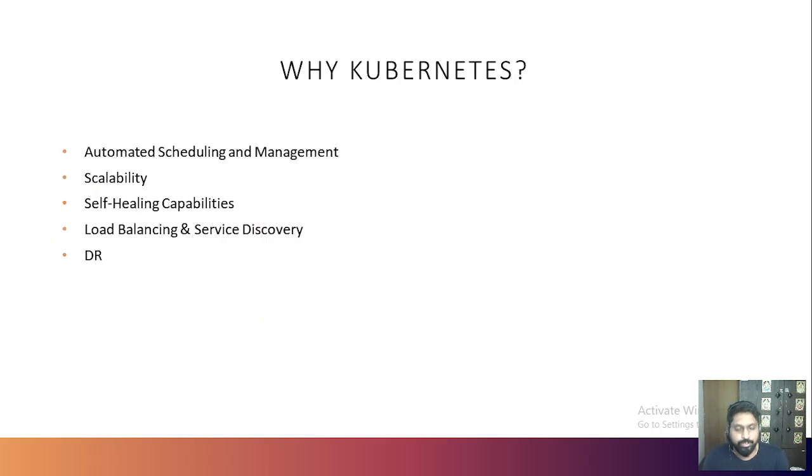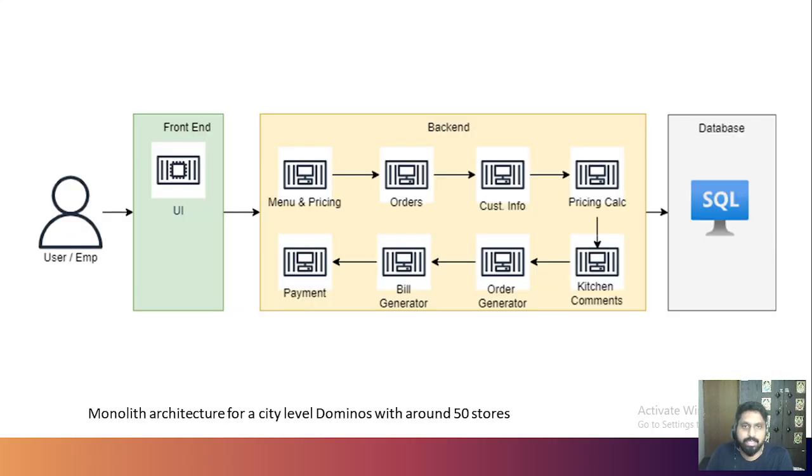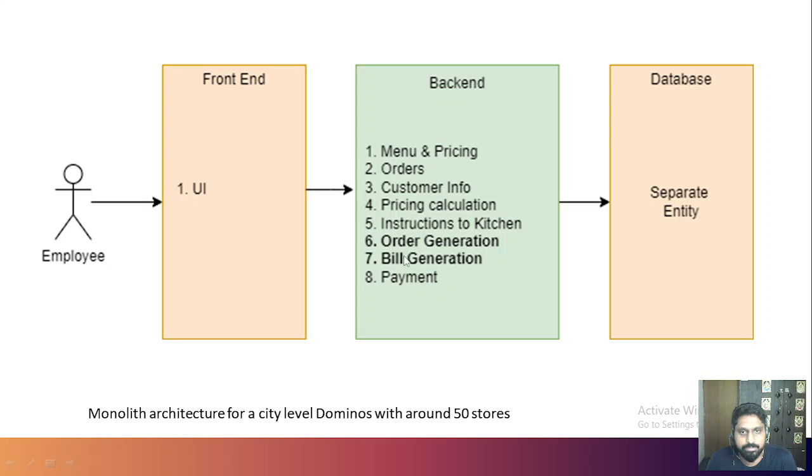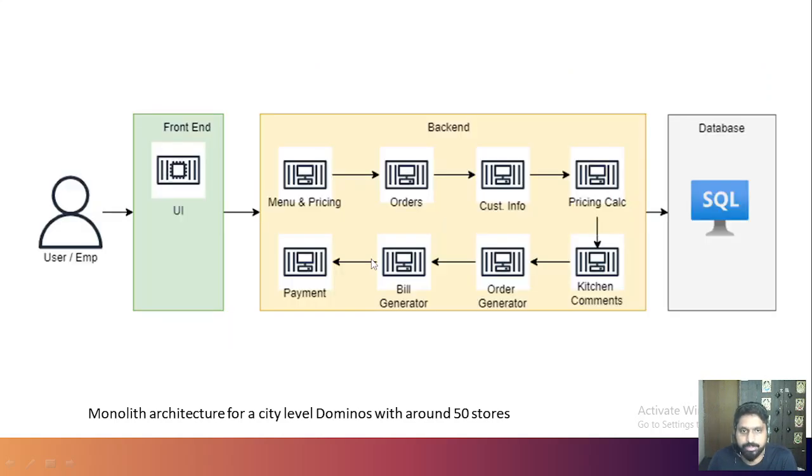So why do we need Kubernetes in this place? Because now we have everything in containers. It's much more flexible now. The reason I included order generator and bill generator is because here these two things are separate containers. Okay, consider them. So this is order generation as a single container and bill generation as a separate container.